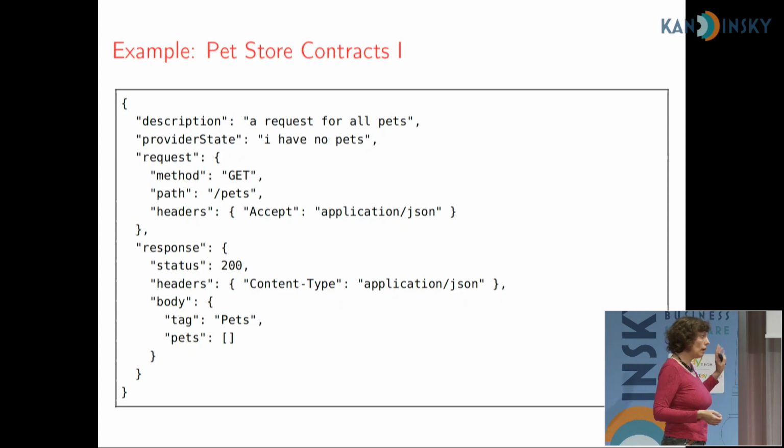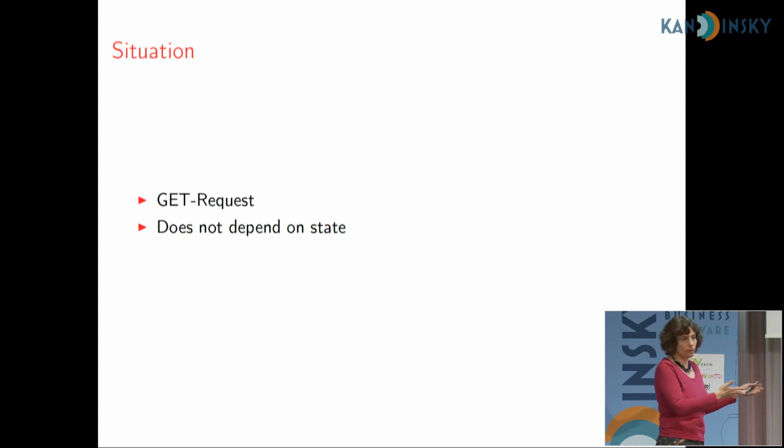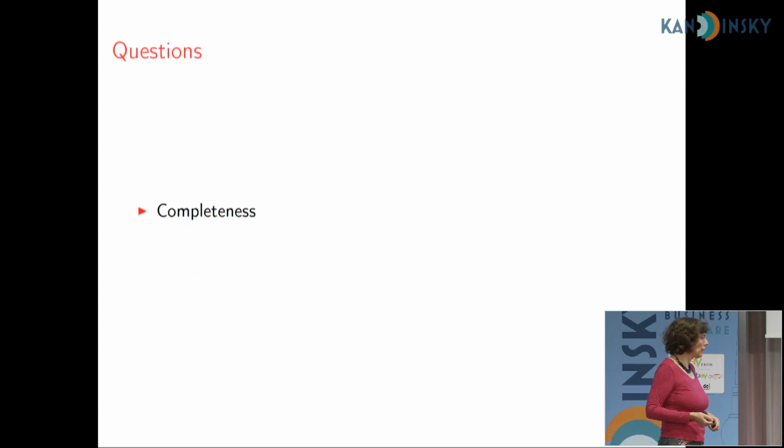Makes sense so far? And this is all nice and shiny, and you can run these tests and everything works perfectly fine. So the situation here is we have a GET request, which does not depend on the state, or the state is empty, so there's no specific state in our backend system. And this is really easy to handle with CDCT.